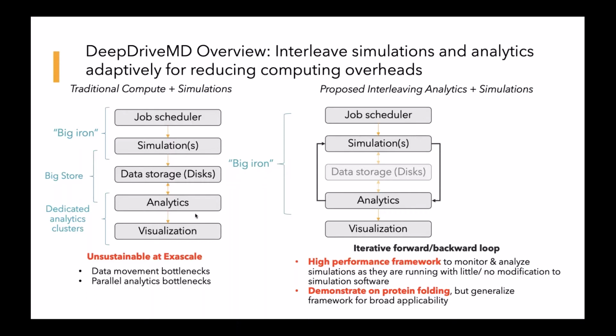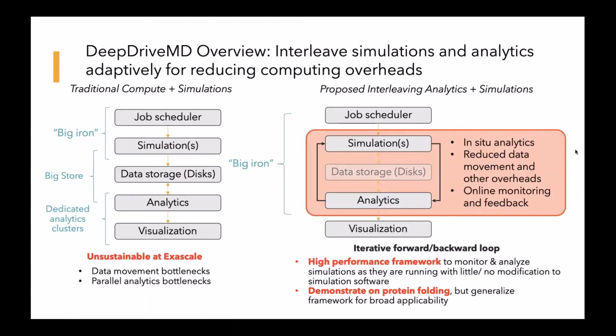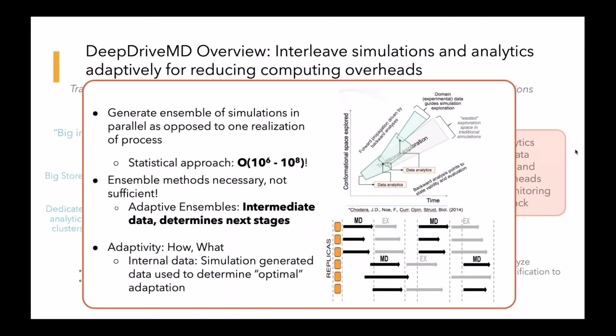So what if we were to remove the disk in the middle? Of course, we're not going to remove the data disk completely from the supercomputer, but what if we allow the simulations to be run in such a way that analysis is internal to the whole run? This is what we refer to as in situ analysis. It allows us to reduce the amount of data movement and overheads, which provides an online mechanism for feedback and so on. So this iterative forward-backward loop allows us to do this at a much larger scale than would be possible with a smaller set of simulations.